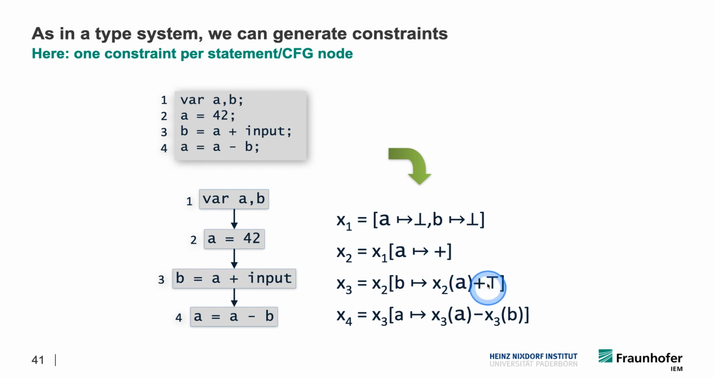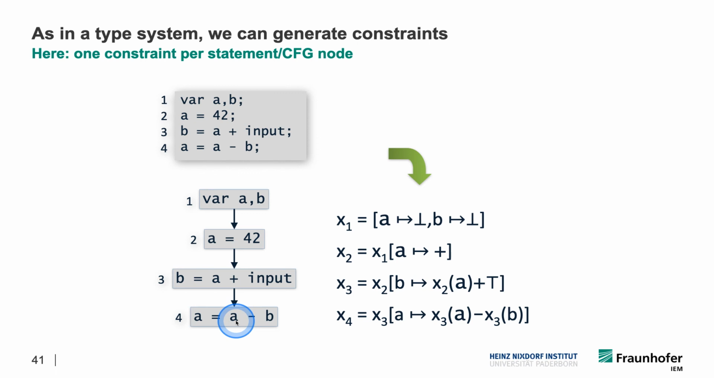And then we would compute sort of an abstract plus operation over this value and the top value. And here we have to use top because the input value is really unknown. It's not just uninitialized. We don't really know what value it is. It could be anything. And that we would be able to statically compute, and that would then be the new mapping for B.